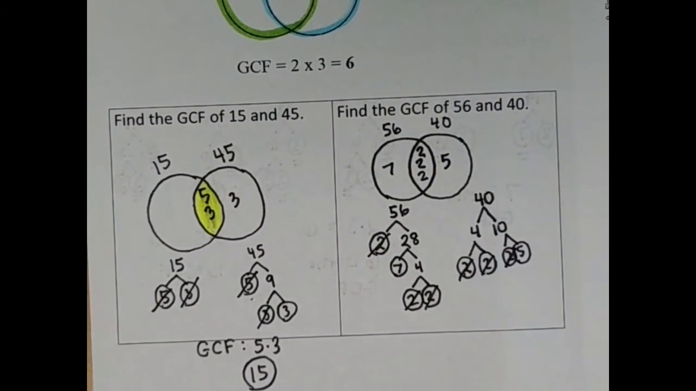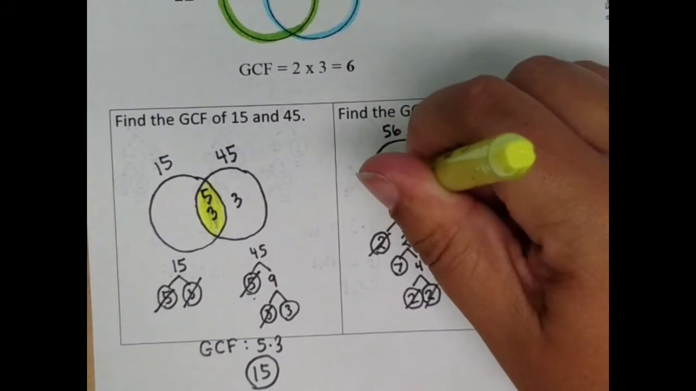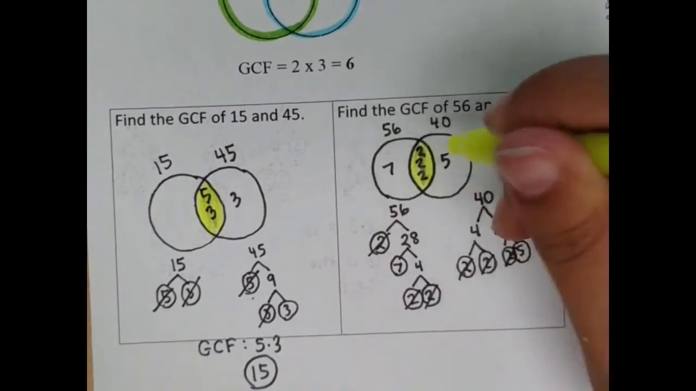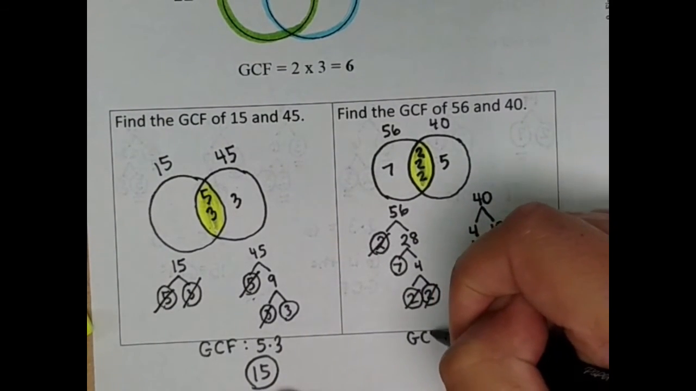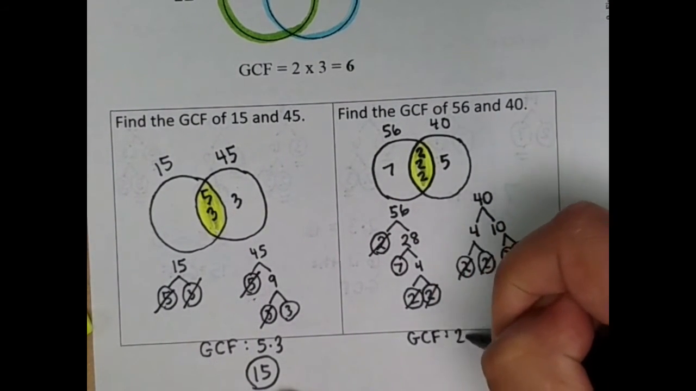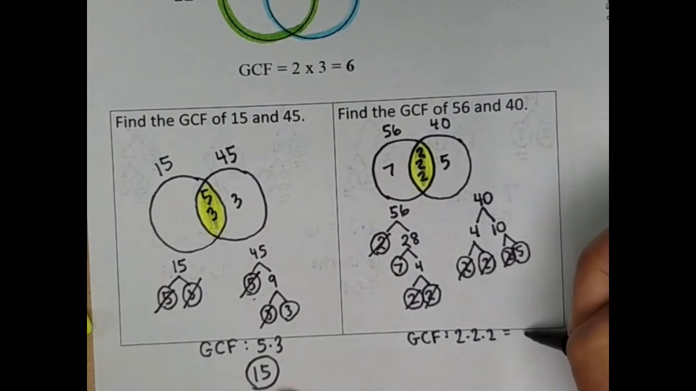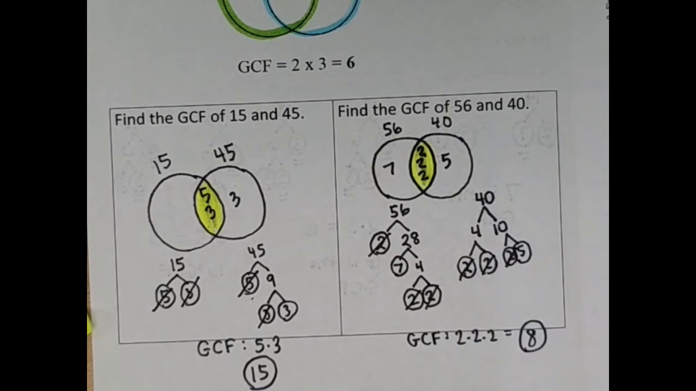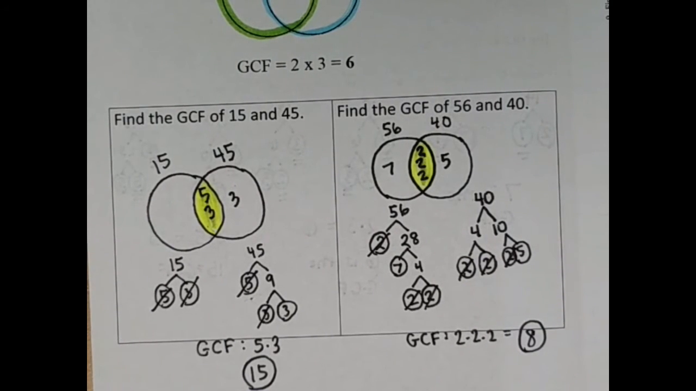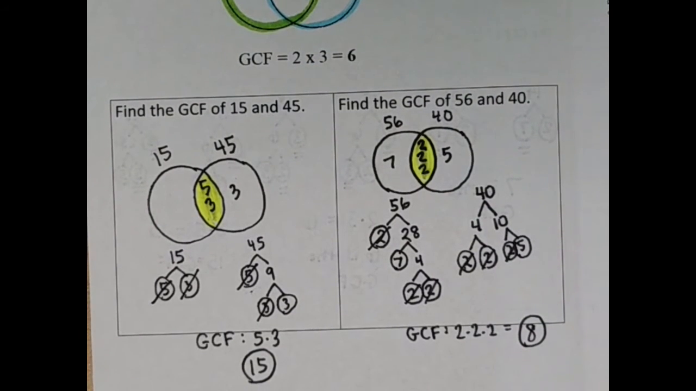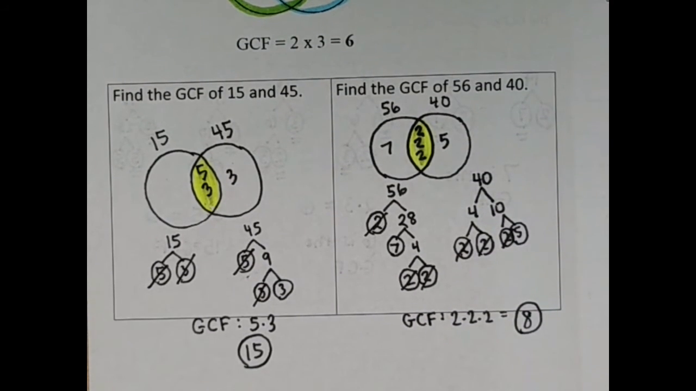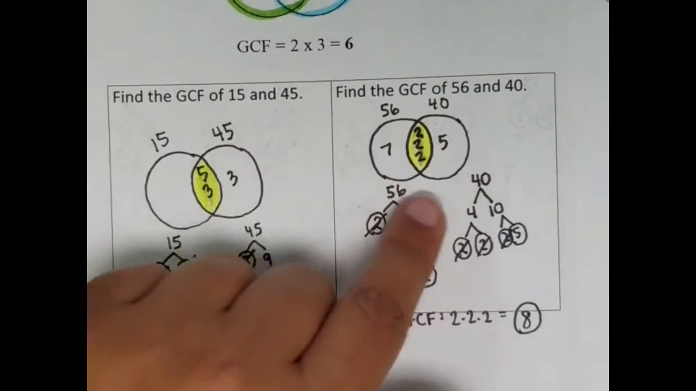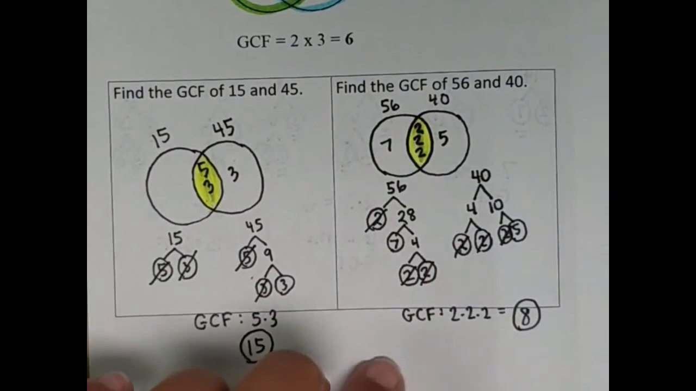And then the GCF, again, is that middle piece, which is 2 times 2 times 2, which gives me 8. All right, and that's how you can find GCF. I am going to show you one other method if you want. I feel like it's probably the easiest. The reason why I'm showing you this way is because this is actually going to help us with LCM later. But let me show you just one other way.